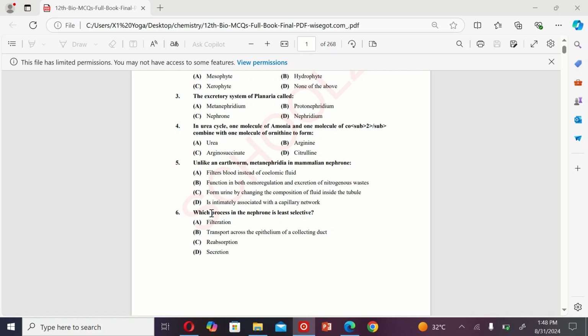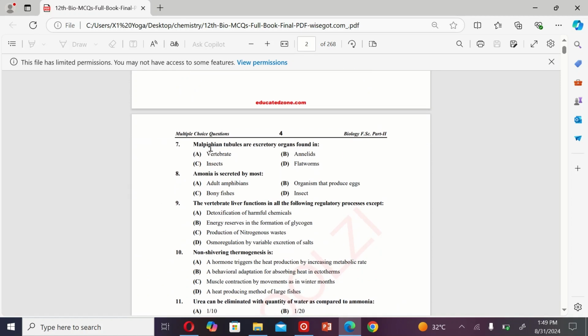The next MCQ is: which process in the nephron is least selective? A. Filtration, B. Transport across the epithelium of a collecting duct, C. Reabsorption, and D. Secretion. So the correct option is A, filtration.